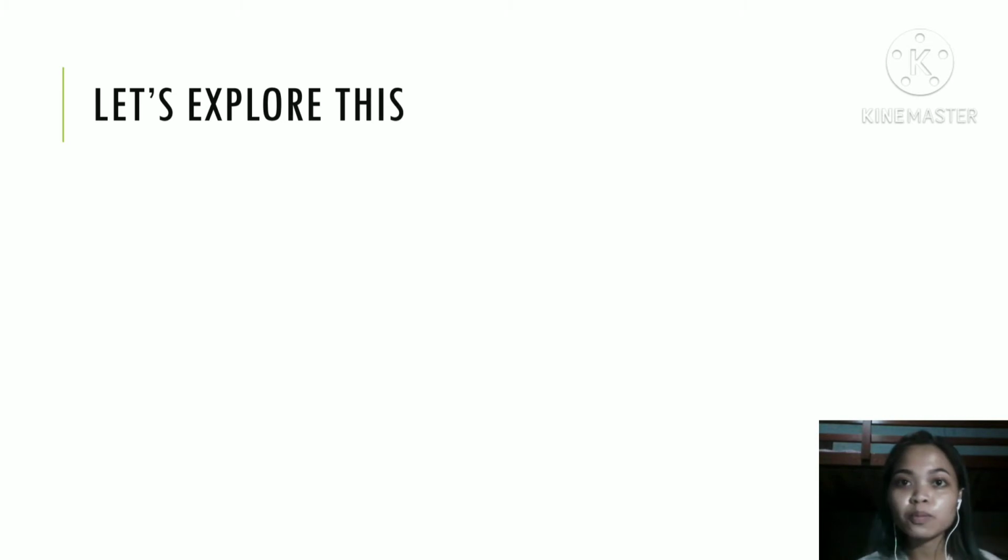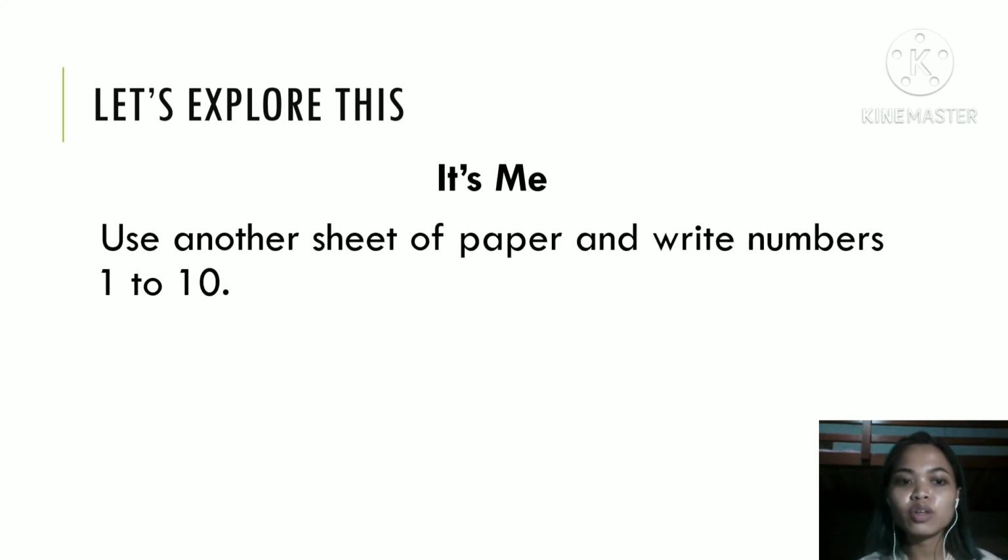So now, let us proceed to the second activity of this module. So let's explore this. The title of this activity is It's Me. Okay, so what we're going to do is use another sheet of paper and write numbers 1 to 10. So gagamit ka ulit ng panibagong sagutang papel and then susulatan mo yon ng 1 to 10.